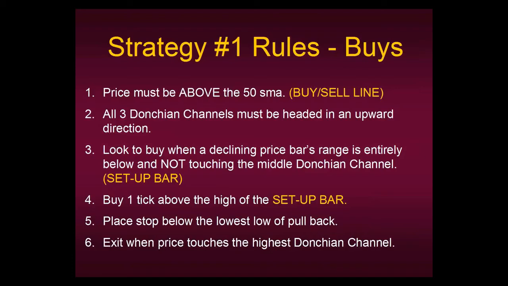Rule number one, if we're going long, obviously price must be above the 50-period simple moving average. That's our buy-sell line rule. That's our first edge, which we explained to you at the beginning of this presentation. All right, rule number two, we're also going to plot the Donchian channels, and we want to see that all three Donchian channels are headed in the same upward direction. In other words, we can't have two going up and one going down, or vice versa. We have to see all three headed upwards.